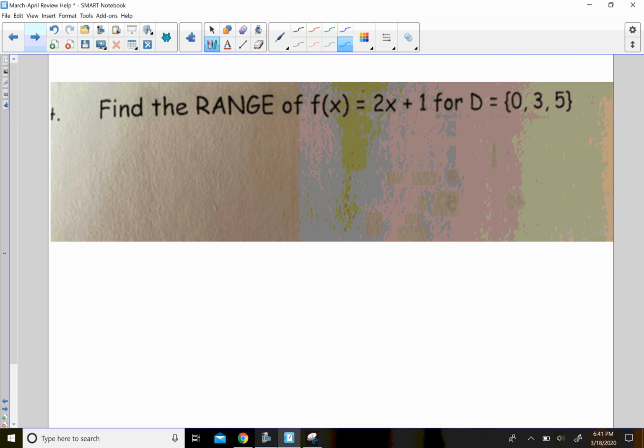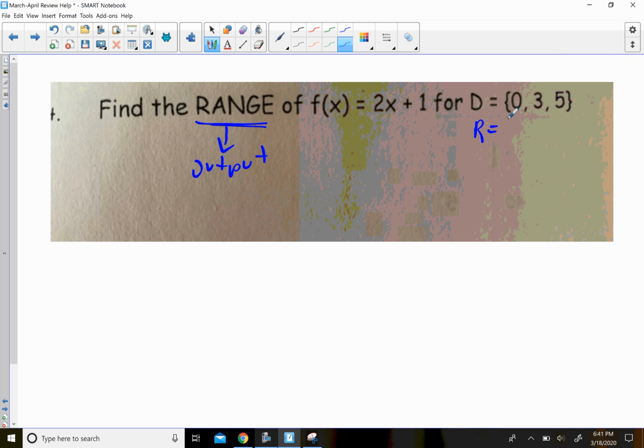On the next page, the range is basically looking at what we just did. If I take and plug in 0 to this function, what do you get out? So the range is also sometimes called the output. So what are the values that you get out when you put in a 0 for this function, when you put in a 3 for the function, and then when you put in a 5? So you have 3 different answers.